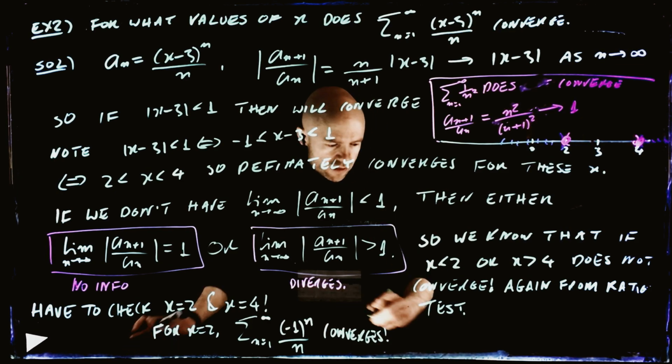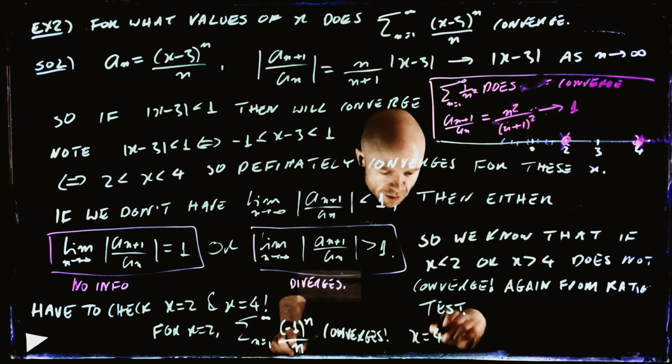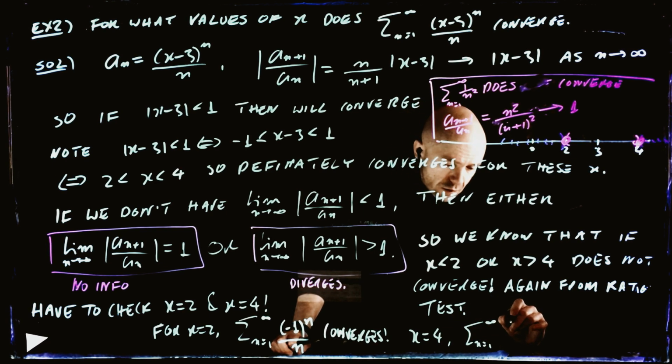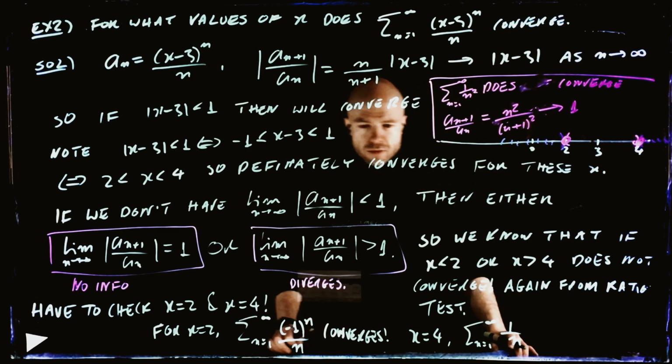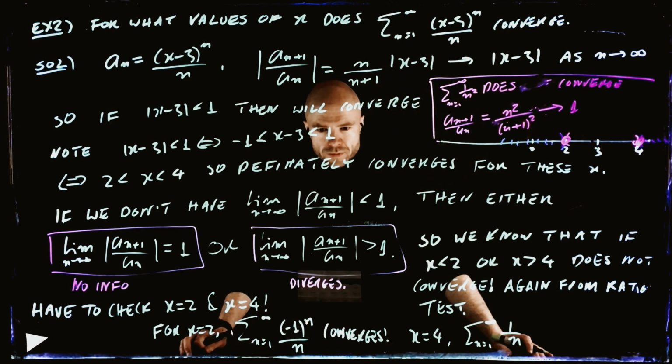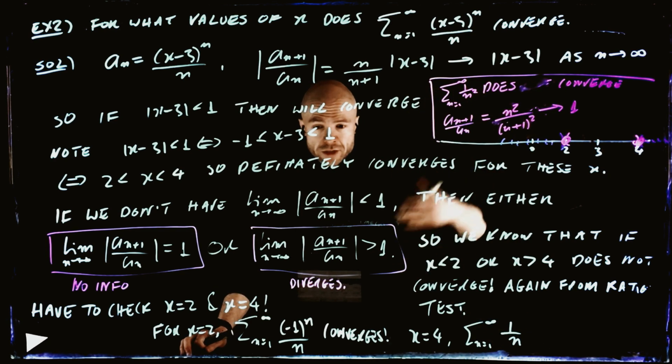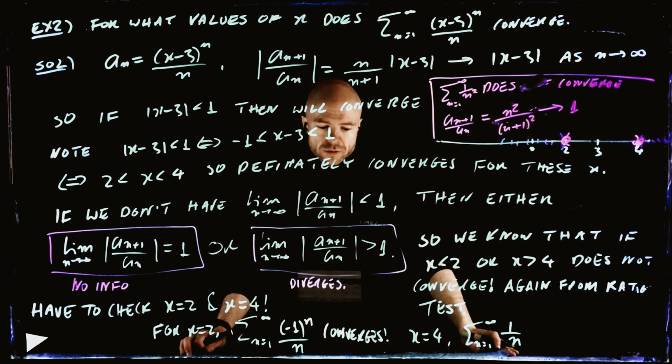Now we test for x equal to 4. Put it into this series and we get this thing. Does this converge? No, it doesn't. Sorry, it's just the harmonic series, 1 over n, which does not converge.